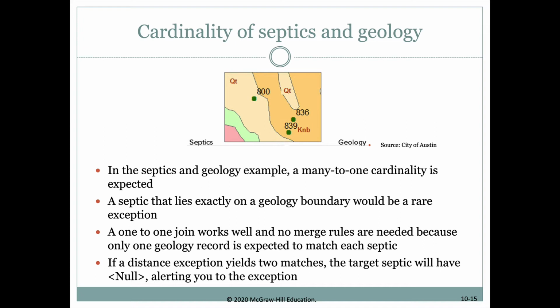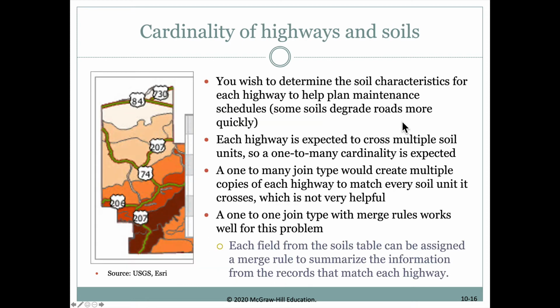So that's the join type, not the cardinality. The cardinality to one-to-one join type works well. And we don't need merge rules because there's really not something that would benefit if we use that. However, we would have to keep in mind that if it occurs right on the boundary, then we could get null values as an exception.